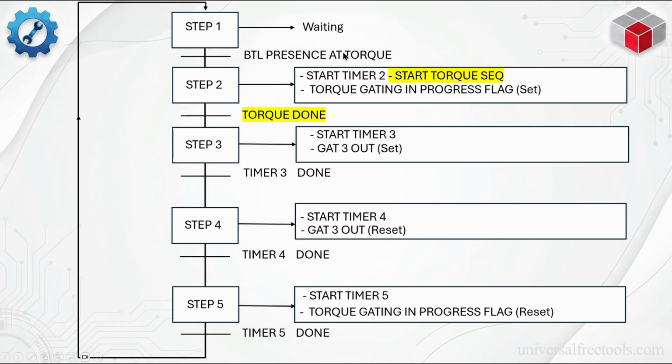After the capping is done, the bottle keeps moving until it reaches the sensor of the torque station and stops. Since gate 3 is out by default, the sensor triggers the gating sequence, which will trigger the torque sequence. When the torque sequence is done, the gating sequence moves to step 3 and gates the bottle out of the torque station.